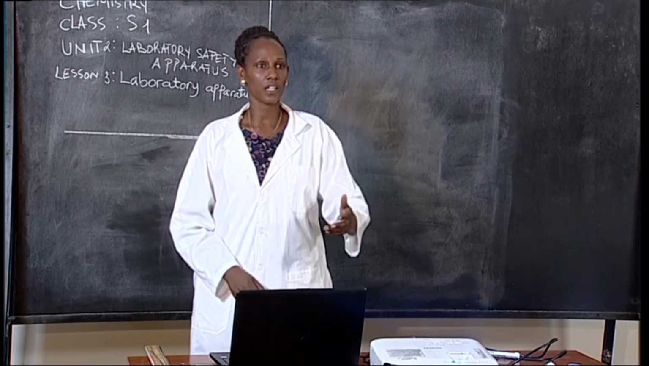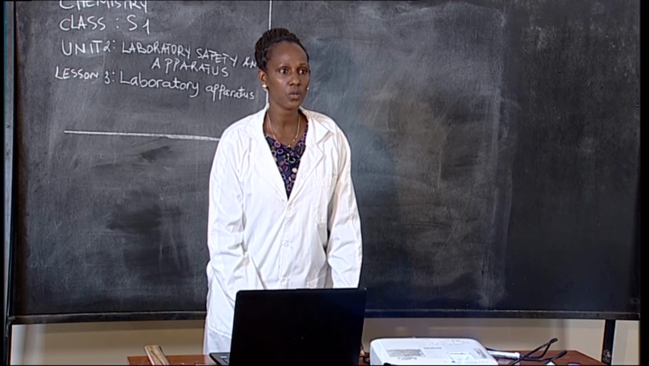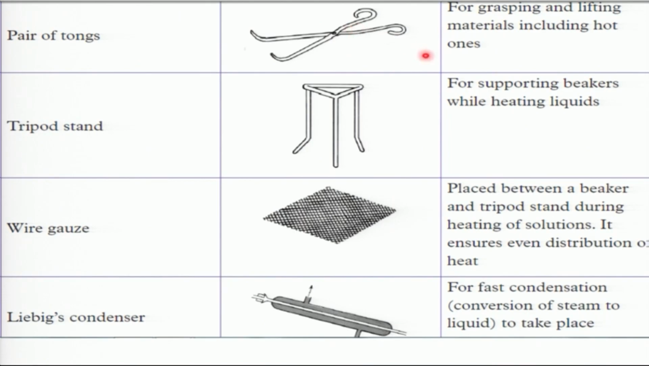So we continue. You can look on the slide. This is a pair of tongs. What is the role of the pair of tongs? It is used for grasping and lifting materials, including hot ones. You can mistake it for a scissor. It is used to lift, like I have a test tube. It is very hot. I want to boil something using a test tube. I'll insert it here, then I hold it with these tongs, such that it cannot burn me when I'm trying to heat or to boil, all right?